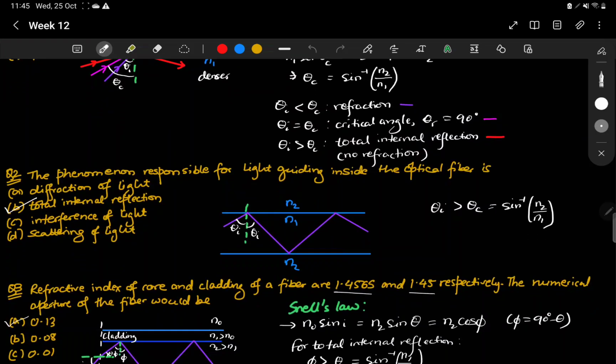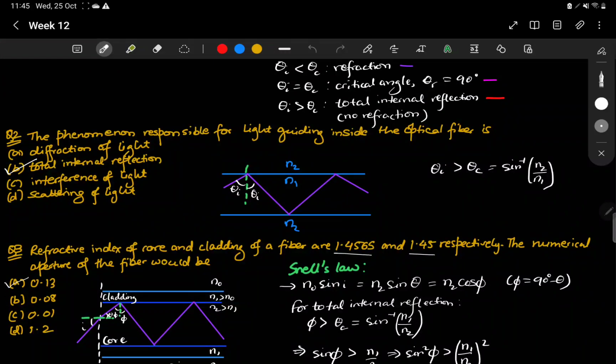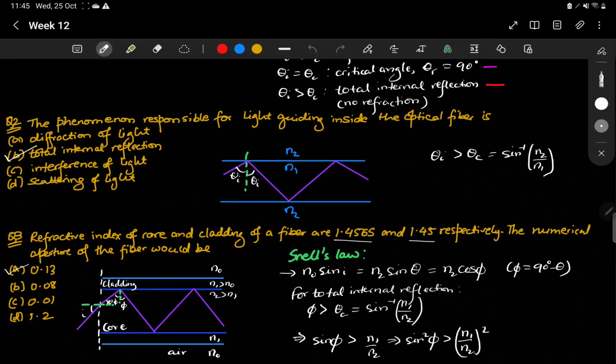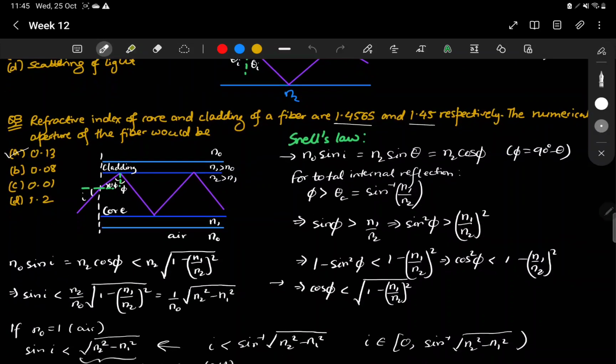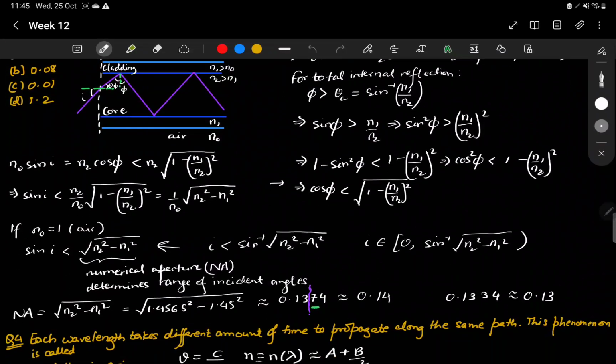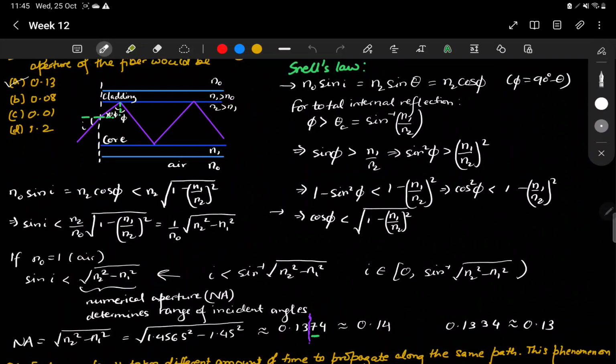The phenomenon responsible for light guiding inside an optical fiber is total internal reflection. And the numerical aperture of the optical fiber is simply the square root of n2 squared minus n1 squared, where n2 is the refractive index of the core and n1 is the refractive index of the cladding.